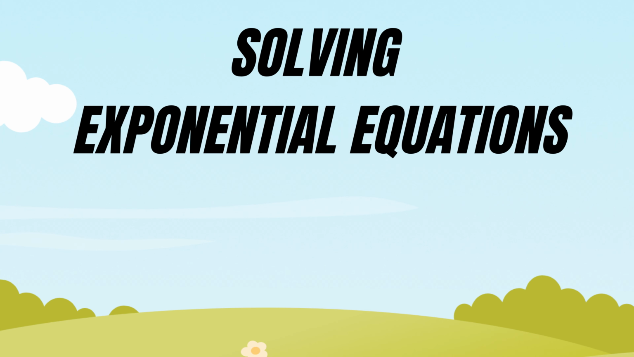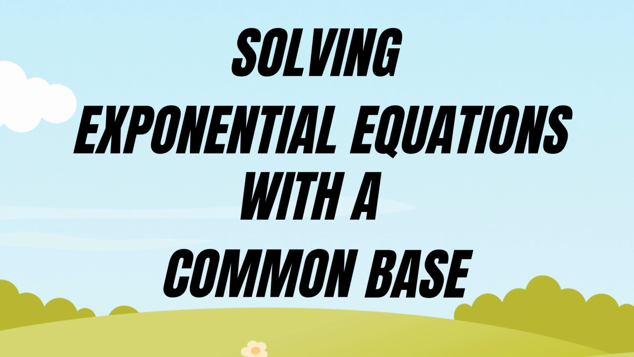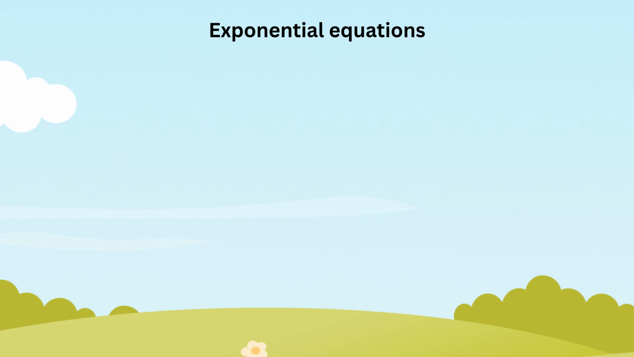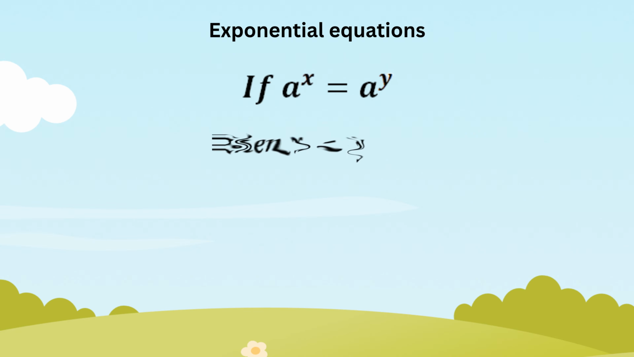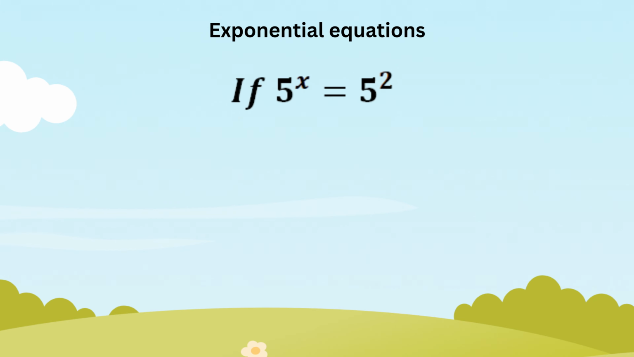Today, we're diving into solving exponential equations with a common base. If we have an exponential equation a raised to the power x, and it is equal to the same base a raised to the power y, then x has to be equal to y. For example, if 5 raised to the power x is equal to 5 raised to the second power, then for both sides to be equal to each other, x has to be equal to 2.